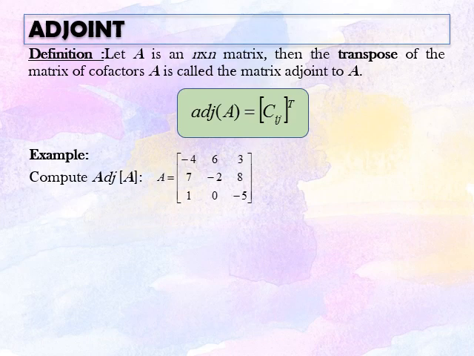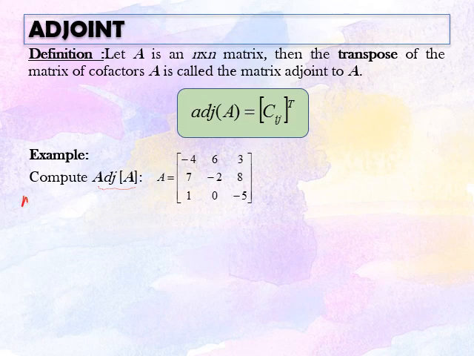Let A be an n by n matrix, a square matrix, then the transpose of the matrix of cofactors of A is called the matrix adjoint to A. So meaning when we have the cofactor, we transpose it, we will get the adjoint. So for example here we have to compute adjoint A. The notation is like this: adj(A). So if A is given like this, 3 by 3, we need to find the cofactor first. So to find cofactor, we need to find the minor.